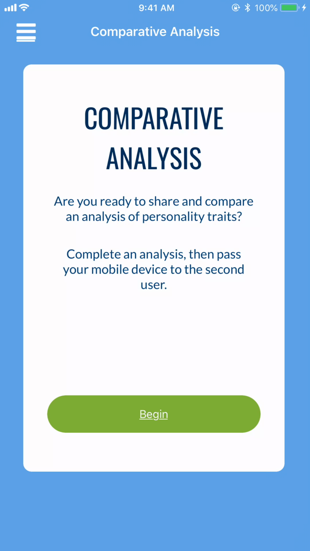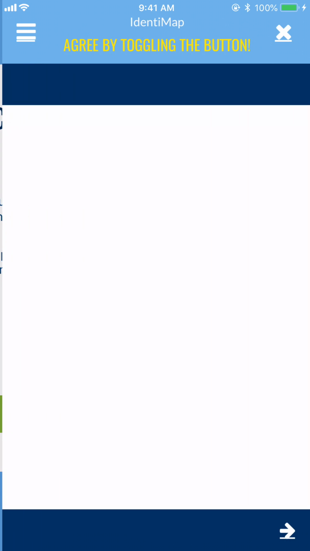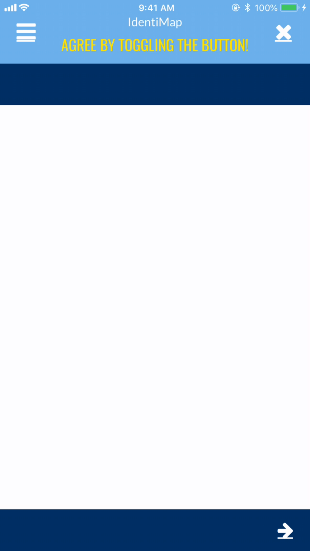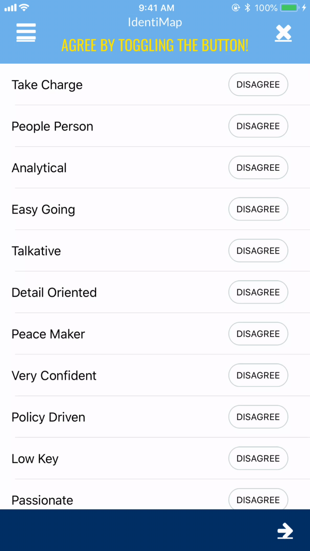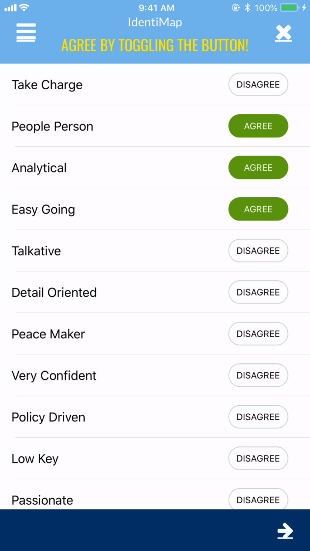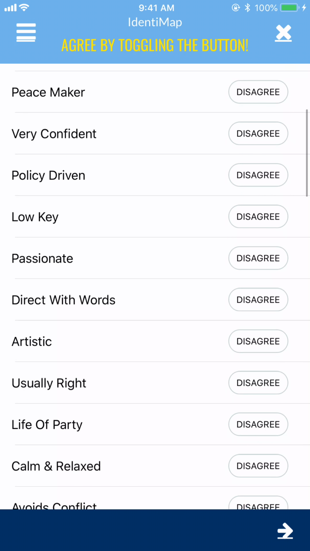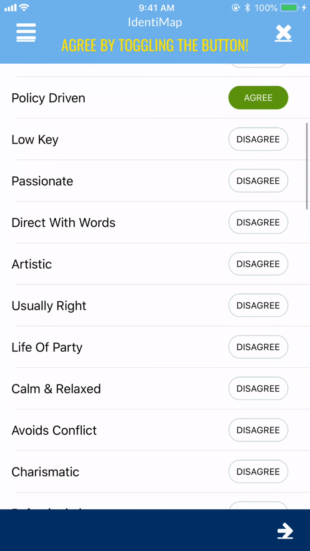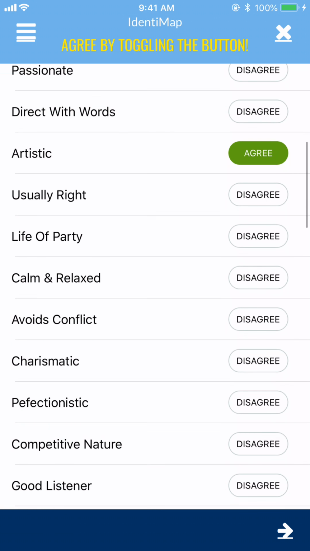The marketing person is in my office, or maybe outside my office, and at this point, I'm going to enter into my system the ideal traits for my marketing person. So I begin, and my traits come up, and there are approximately 80 of these, and I'm going to pick the ones that I think are key to my marketing person. So I want a people person. Click on that. I want them to be easygoing, analytical, detail-oriented. I want them to be policy-driven because I'm going to set some policies that I want them to follow. They're probably going to be somewhat artistic.